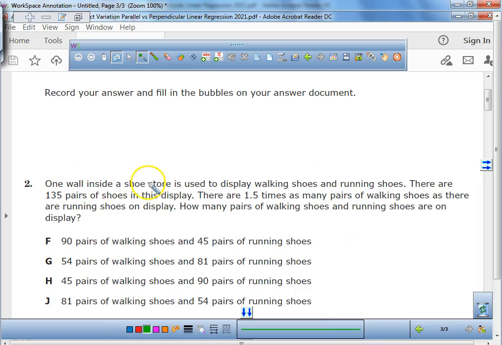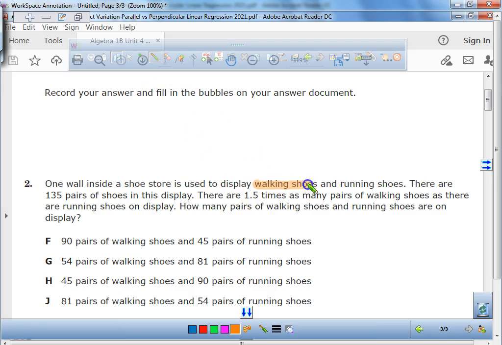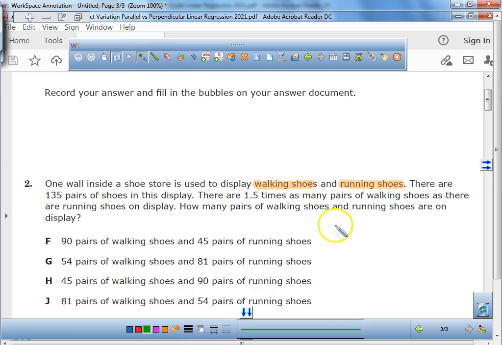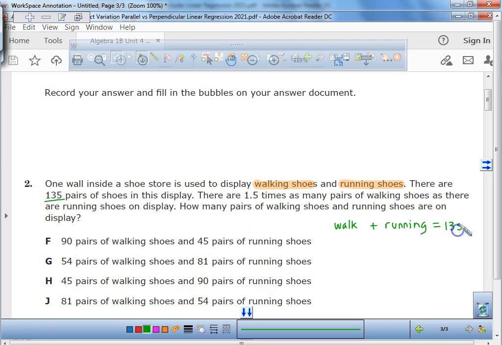One wall inside a shoe store is dealing with 2 types of shoes: walking shoes and running shoes. Could you please just write this down? Then I'm going to let you guys see if you can figure it out. Ready? We got walking shoes and we have running shoes. Does anybody know what the total is for the walking and the running together? There are a total of 135 shoes.